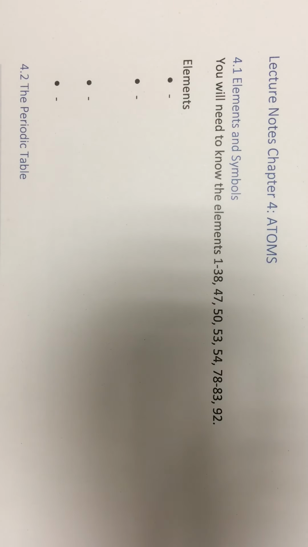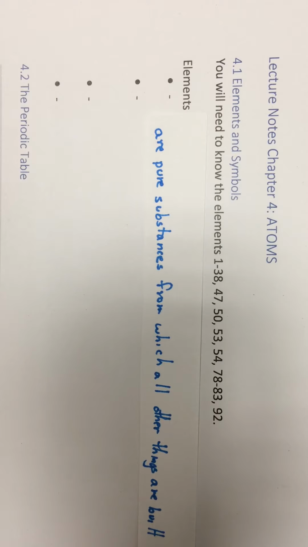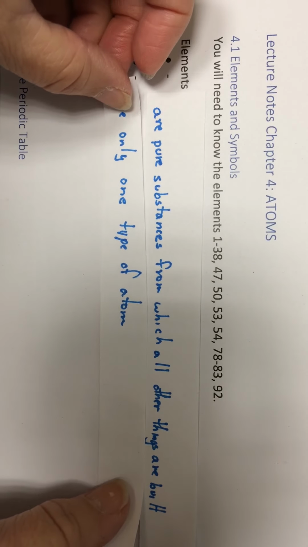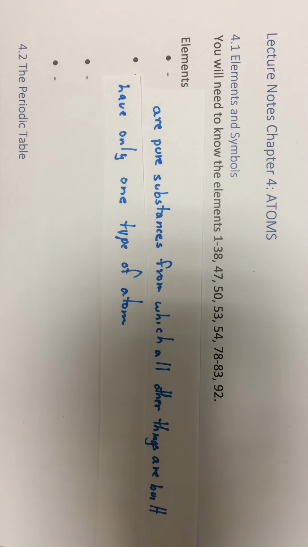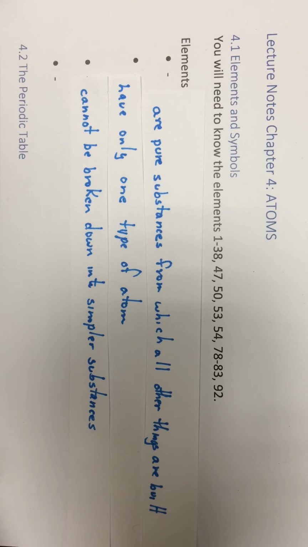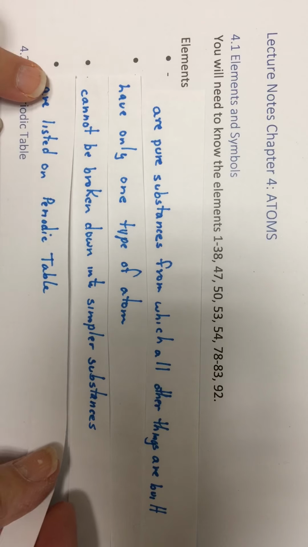Okay, so what is an element? Elements are pure substances from which all other things are built. Elements have only one type of atom. Elements cannot be broken down into simpler substances. You can break them into parts, but it's only subatomic parts, protons, neutrons, electrons. And most importantly, elements are listed on the periodic table.